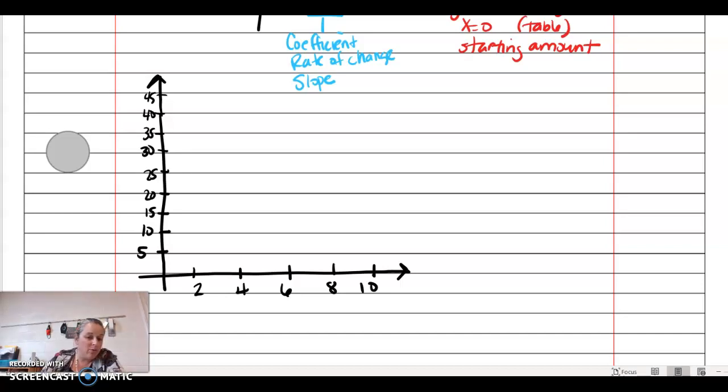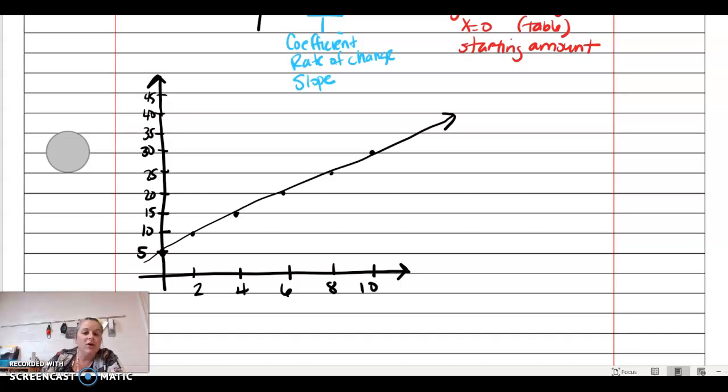And then let's say we have a point that goes through 0, 5, 2, 10, 4, 15, 6, 20, 8, 25, 10, 30. And we've got a line that goes through them. You would use a ruler, of course. There'd be a straight line here.